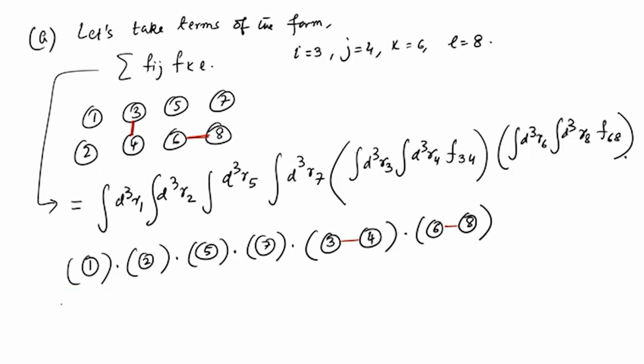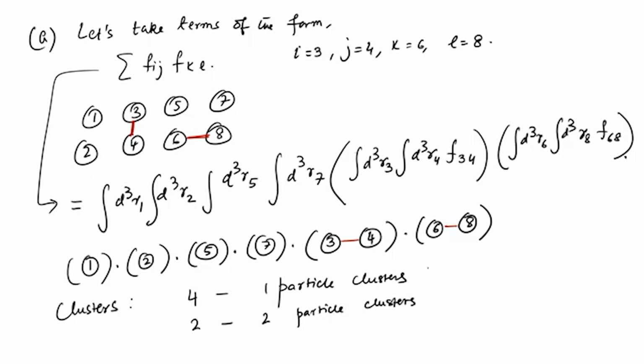So, this means that there are clusters of four one particle clusters and two two particle clusters. That is considered for this z equal to 8. Let us see some other combinations. Let us call this B.